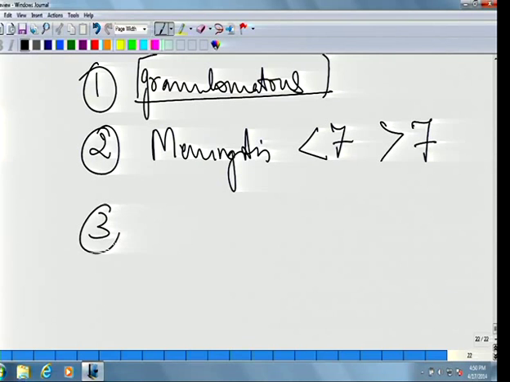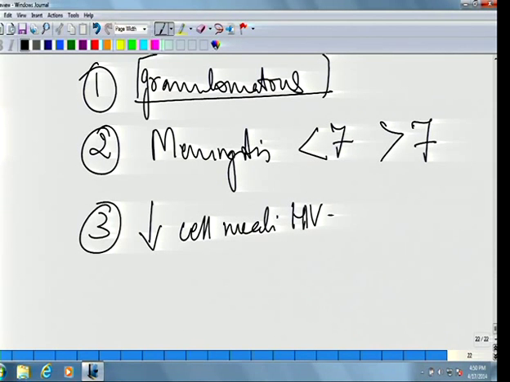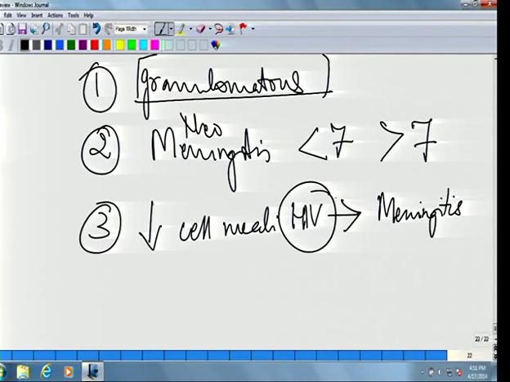What is the third category of people? With depressed cell-mediated immunity, as in HIV patients, it can give rise to meningitis. Okay. So granulomatous infection, neonatal meningitis, and in HIV patients, it can give rise to meningitis. These are the main infections caused by Listeria. Okay, so the characteristics of Listeria are very, very distinctive. So you will probably get a clue, and don't forget that it is a gram-positive coccobacilli.